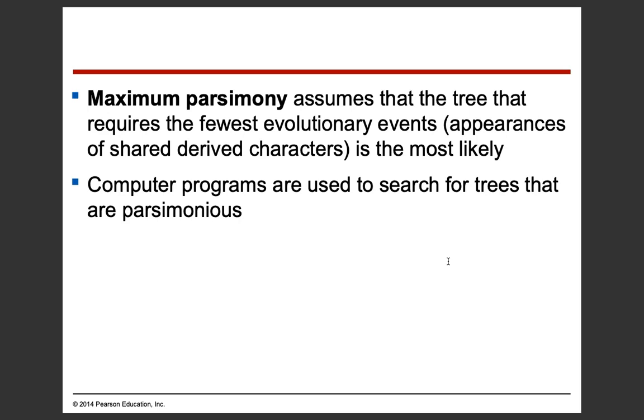Maximum parsimony assumes that the tree requires the fewest evolutionary events. So that is the simplest form, the fewest events. So appearances of shared derived characters, that's the most likely, because you wouldn't just keep having a pop-up of all these different shared derived characters unless it was actually something more distant. So then it would simplify the whole tree as a total. So computer programs are used to search for the trees that are parsimonious. They are the most simple because they have the fewest evolution events.